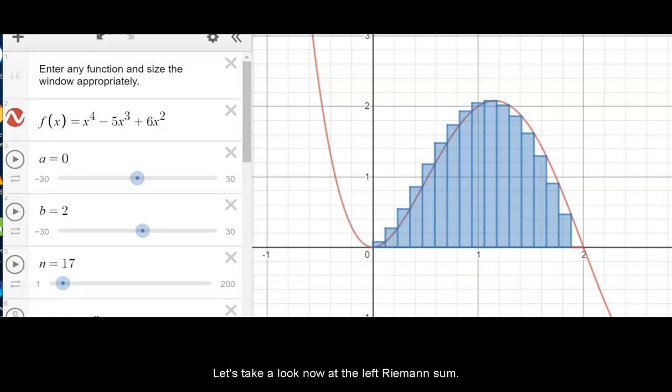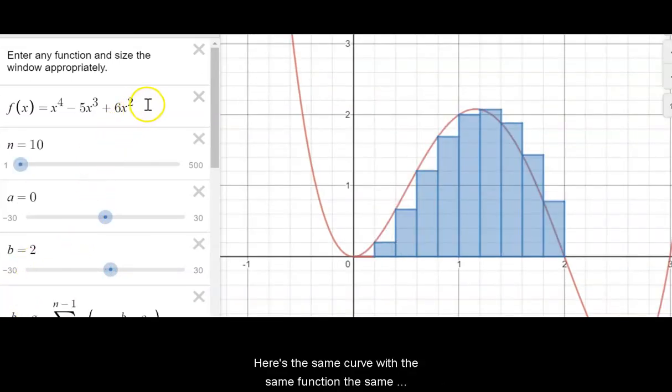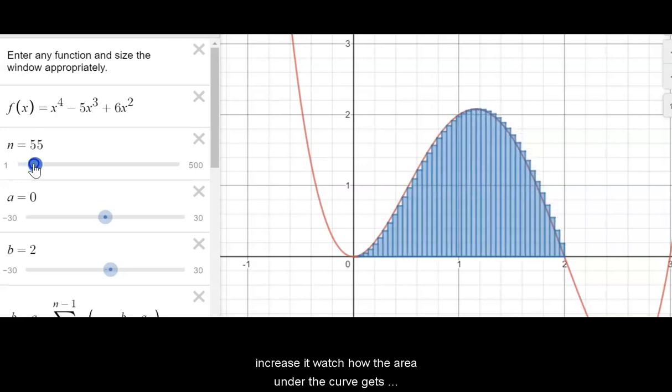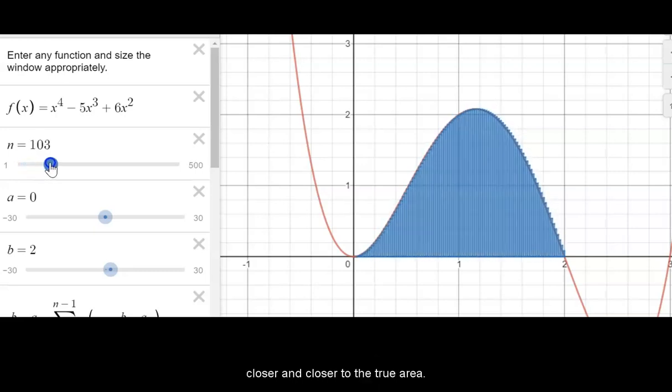Let's take a look now at the left Riemann sum. Here's the same curve with the same function, the same left endpoint and same right endpoint. You can see, however, that these must be left Riemann sums because it's the left corner of each rectangle that is touching the function. If I take my slider bar for the number of boxes and I increase it, watch how the area under the curve gets closer and closer to the true area.